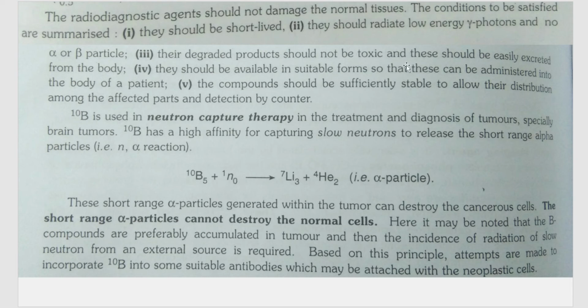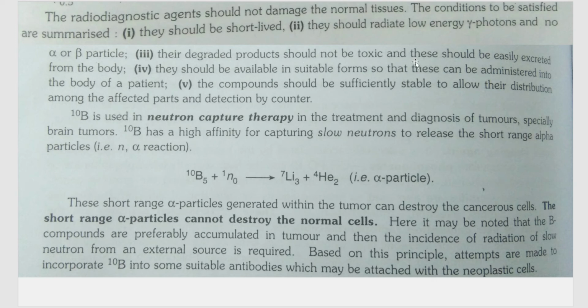And they should radiate only low energy gamma photons, otherwise they can damage the normal cells of the body. So they should not damage the normal tissues which are already in proper condition. They should only destroy the tumor-affected tissues. If they give out alpha or beta particles, they will destroy the normal tissues. So they should only radiate low energy gamma radiation. And the degraded product, that is, once they give out this radiation they become degraded, these degraded products should be excreted.